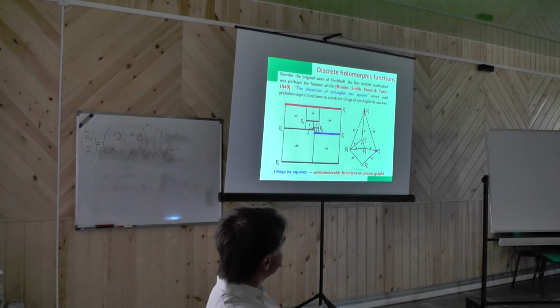So Brooks, Smith, Stone, and Tutte, while undergraduates at Trinity in Cambridge, found a bijection between electric currents and square tilings. And essentially, this bijection is in this picture. Whenever you have a tiling of a rectangle by squares, you can draw a graph where vertices of the graph correspond to horizontal intervals. For example, this blue interval corresponds to this vertex. This red vertex corresponds to this red interval.